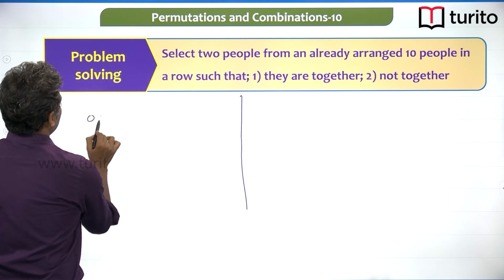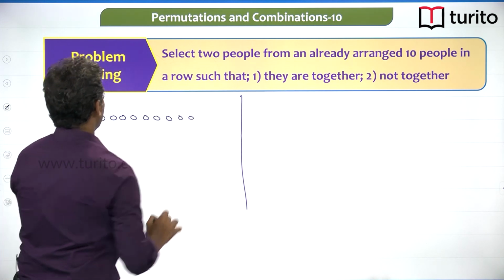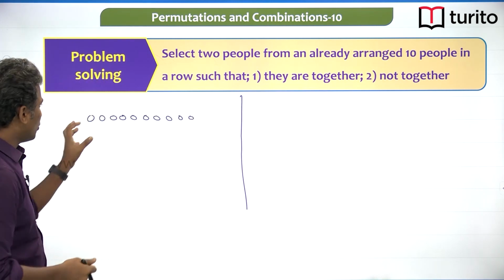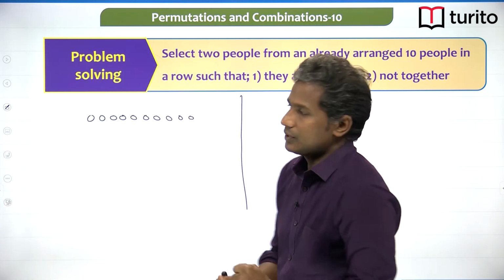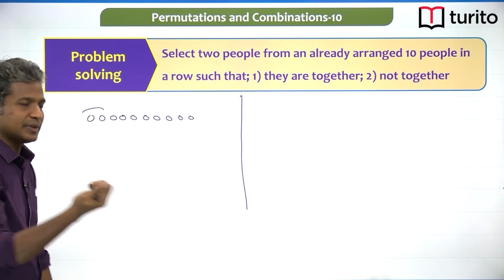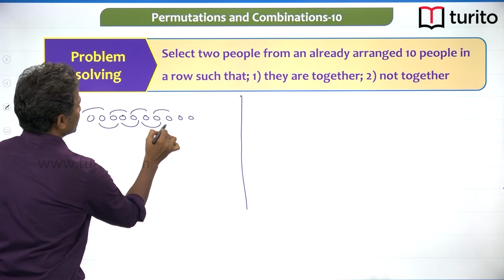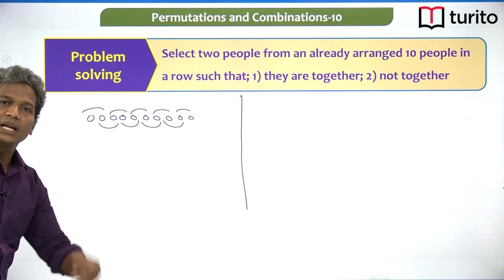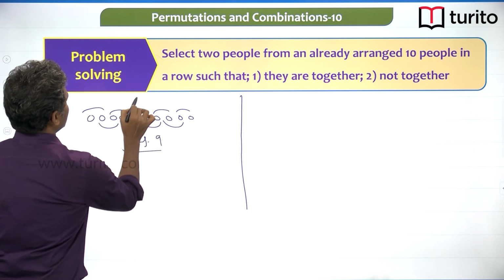So let's say there are 10 balls here, they are already arranged. We want to select any two balls so that they are always together. So how many such cases are possible? So we have to select couple seats basically. So there is one couple here, one couple here, like this. If I take the couples, how many couples are possible? 9 couples are possible. So the answer is 9. This is our first part.